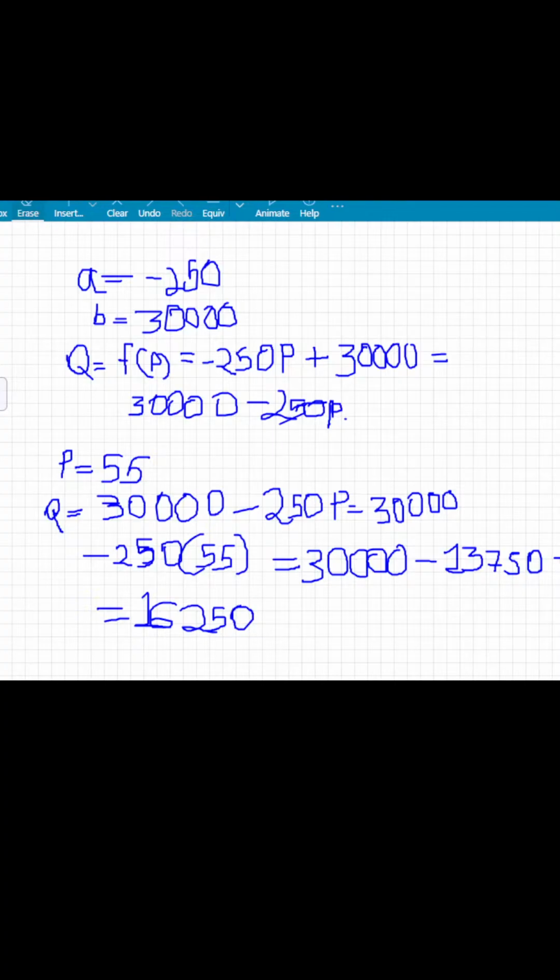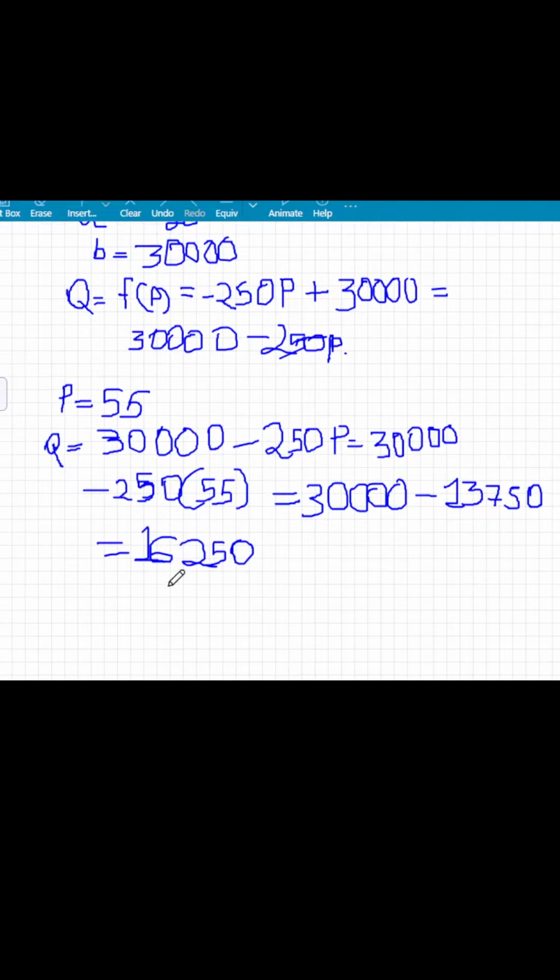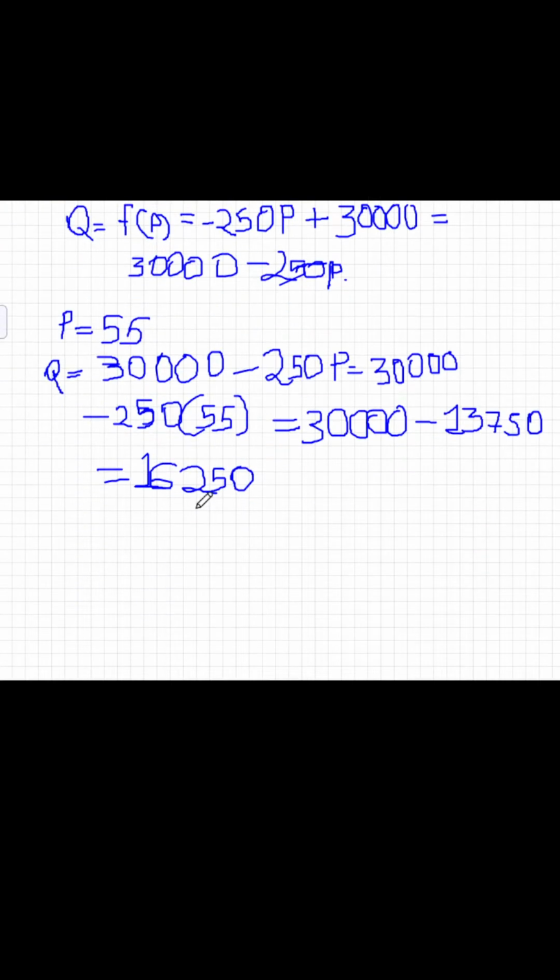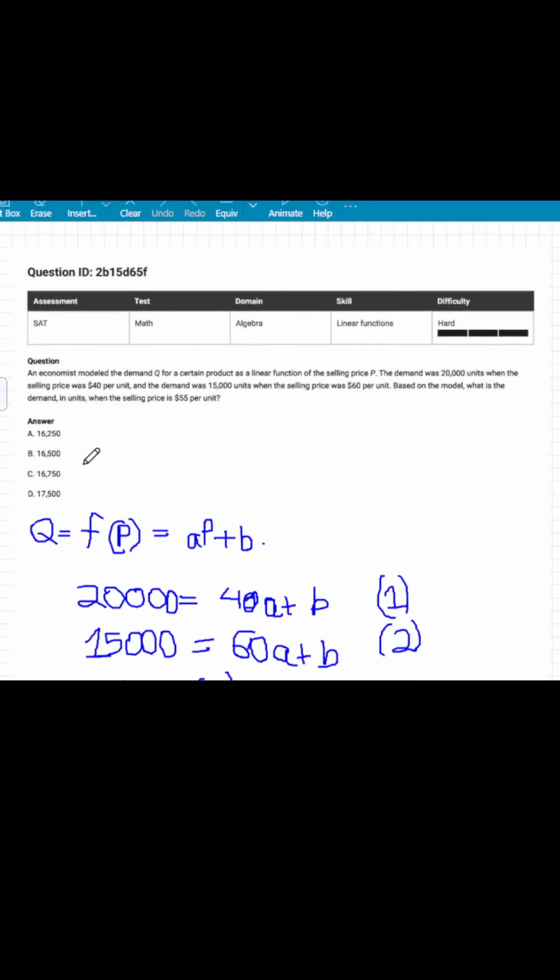So this is the demand which will be there if the selling price is $55 per unit according to the function. So this should be the correct answer. So 16,250. Let us check the options. So we have option E as 16,250. So that will be the correct answer.